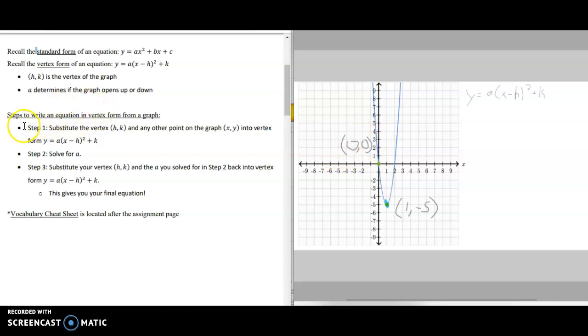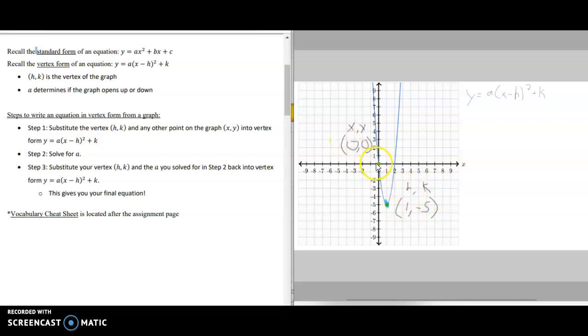So let's go over here to our notes. It says steps to write an equation in vertex form from a graph. Step 1: Substitute the vertex h, k and any other point on the graph, x and y, into the vertex form. So my vertex is always h, k. Always. Your other point, any other point on your graph, is your x and your y coordinate. And again, this one could be anything. This one specifically has to always be your vertex, so either your highest or your lowest point.